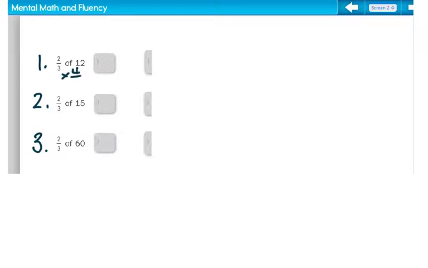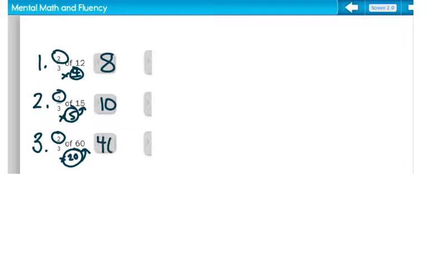3 times 4 is 12. 2 groups of 4 gives me 8. 3 times 5 gives me 15. I have 2 groups of 5, so 2 times 5 is 10. 3 times 20 gives me 60, and I have 2 groups of 20, so 2 times 20 is 40.